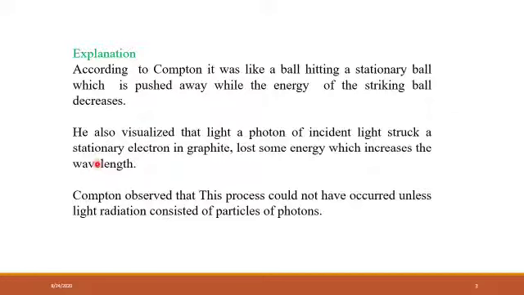Now he also visualized that a photon of incident light struck a stationary electron in graphite and lost some energy, which increases the wavelength. Also, Compton observed that this process could not have occurred unless light radiation consisted of particles, or photons.